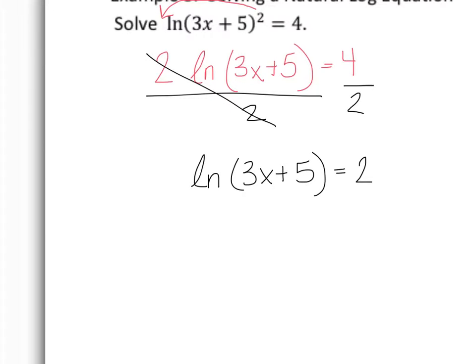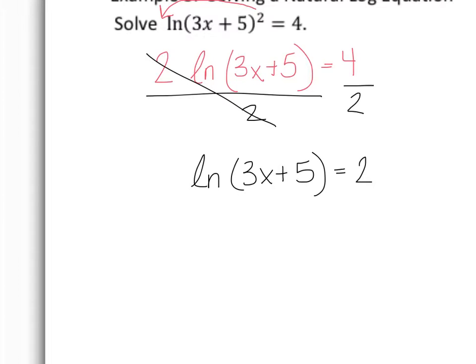Now x is stuck in this natural log. Is there any way we can get rid of the natural log? No, the 5 is stuck in the natural log too. You can't pull it out. Pretend it's not there? Perhaps. Okay, so logs are related to exponents, right? So maybe we can put it in exponential form.